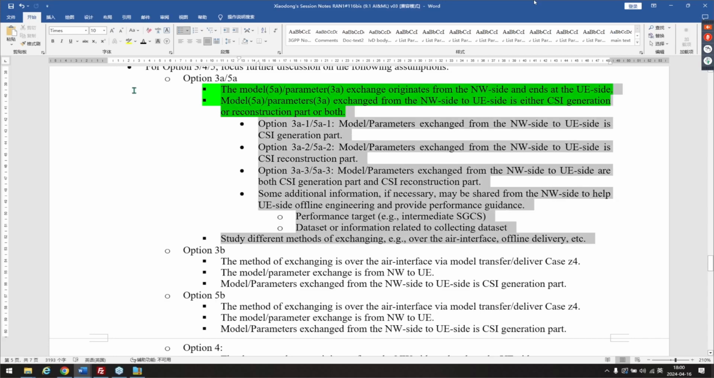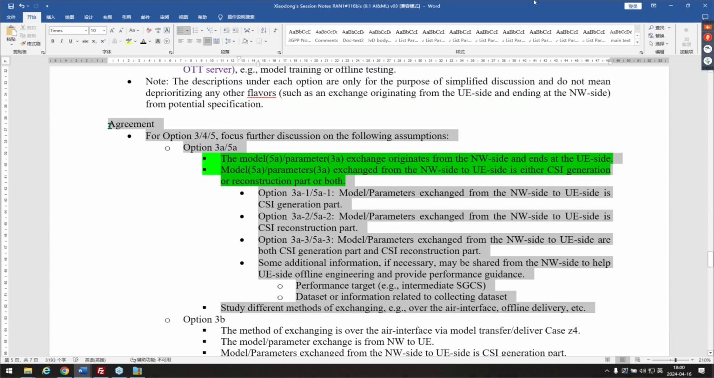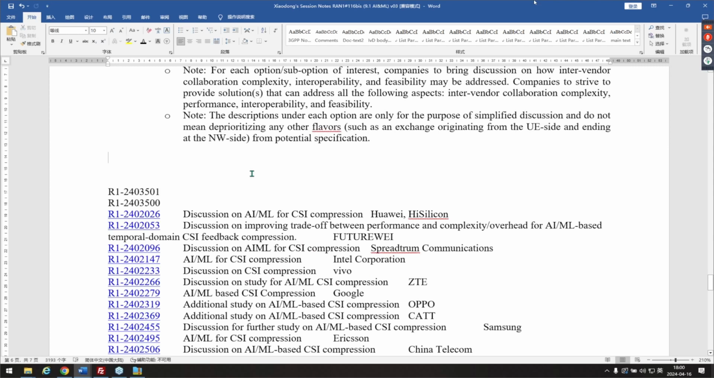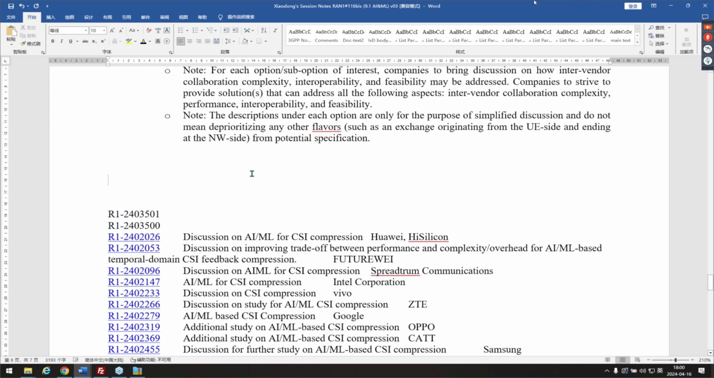For each part, agreeable or not? Still not? I gave up, sorry. Next one. And let's move to another, to positioning.